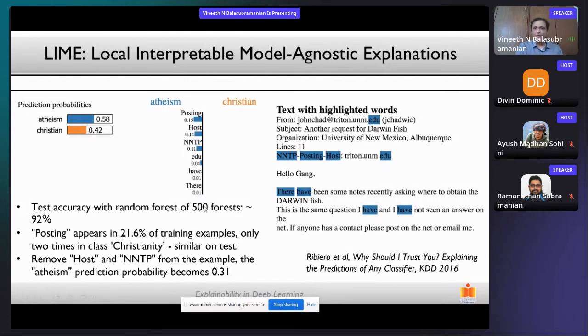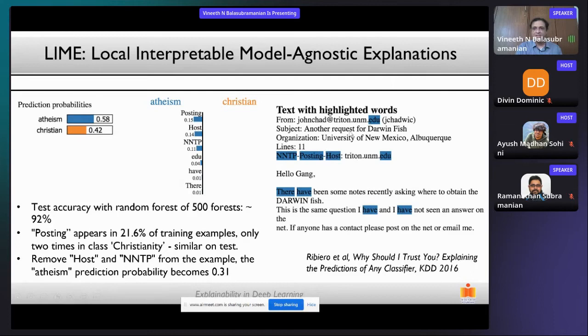And they have a particular random forest model which gives a test accuracy of 92%, which is considered a decent accuracy. Remember, this work is about 6 years old, so you can imagine that was a decent accuracy at that point in time for this particular model on that data set. So once they came up with their method, when they investigated what was happening, they considered a particular email here, and this particular email was correctly classified by the model as belonging to atheism, right? Correctly classified. The probabilities were 0.58 versus 0.42 for Christianity, and it correctly classified the post as belonging to atheism. So you would think that 92% accuracy is correctly classifying, all well and good.